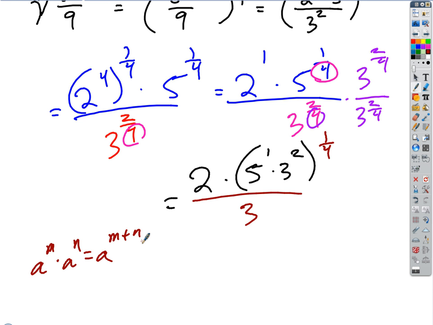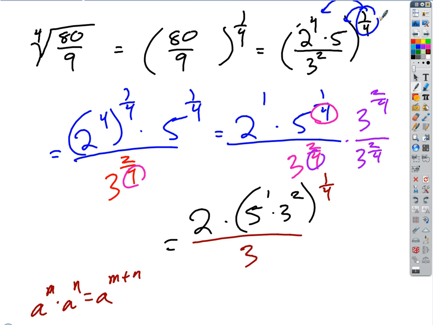Is that why you don't change the one out front, because it doesn't have the same exponent? It's already out of the radical. See, look what happened up here. The 2, when we distributed the 1/4, 2 to the 4th to the 1/4 is just an integer 2. It's not inside, it's free. It made it out of the fractional power, out of the radical.